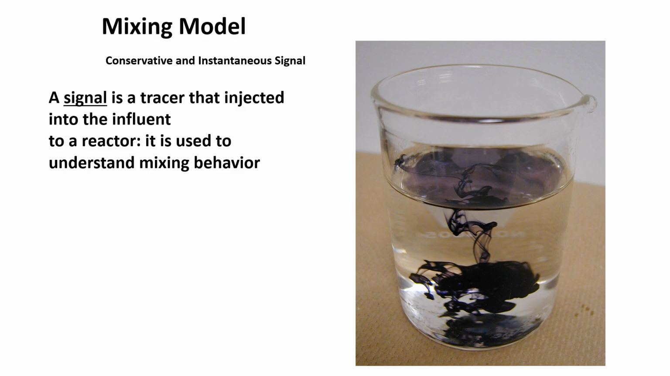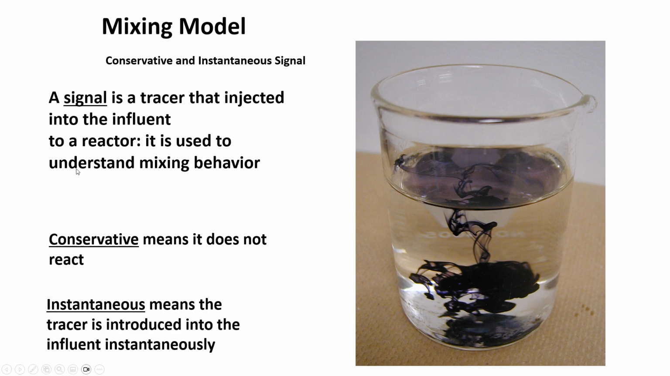So for us to really do a good job of focusing on just the mixing behavior of the reactor, we want our signal to be both conservative. It's not talking about politics there. It's just talking about it doesn't have a reaction. And instantaneous, meaning we can deliver it to the reactor instantly. The reactor may not mix it instantly, but we are delivering it to the reactor instantly. So any questions so far about conservative and instantaneous?